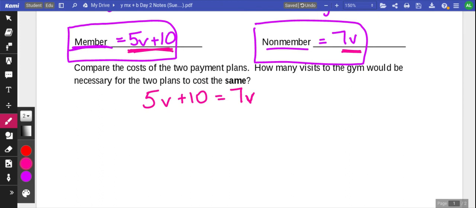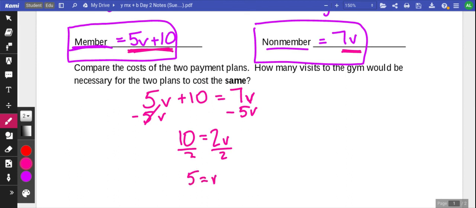Okay, so from here, I just need to solve this out. So I've got a variable on both sides. That means I want to move one of these over. So I'm going to subtract 5V from both sides. Okay, that cancels. I get 10 is equal to 2V. Divide out my 2, I get 5 is equal to V. Okay, so 5 visits would give me the same cost.